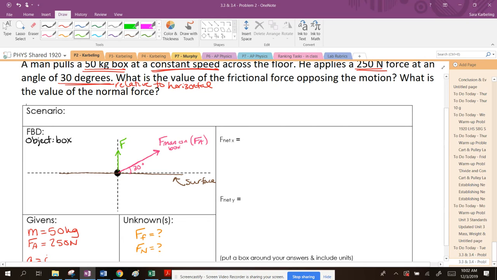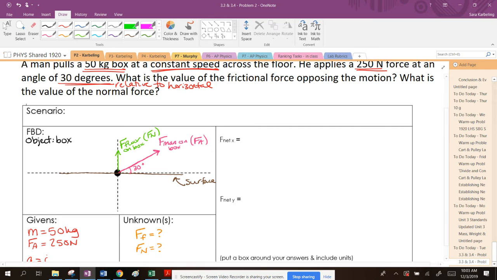And how do I label that? That's the force of the, what is acting on the box? The surface? Do we know what the surface is in this case? The floor? Yeah. And then in parentheses, we're going to say FN. How are we doing? Is that okay?